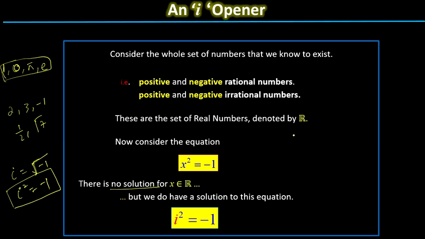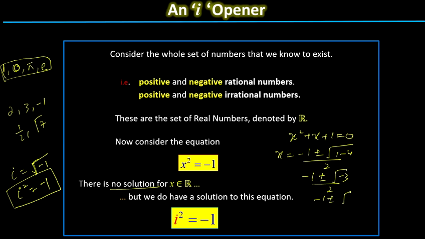For example, if I ask you to solve x² + x + 1 = 0, you apply the quadratic formula, and what are you getting here? (-1 ± √-3) divided by 2. You see here again a negative part. So I can substitute this √-3 as √3 times √-1, and that √-1 can be replaced by iota.